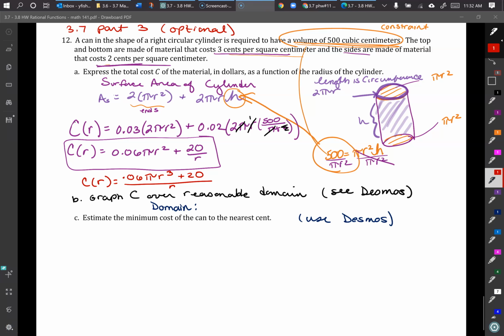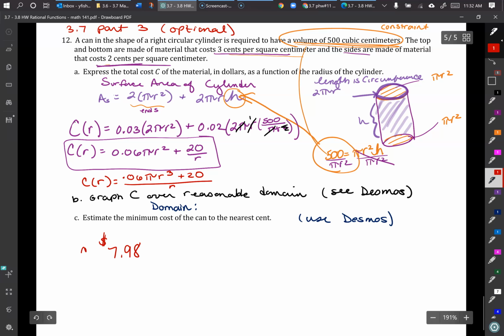So if we go back to here, I'm going to jot down the answer for that: our minimum cost was $7.98. So we're just estimating. The graph is in Desmos, and if we want to think about the domain, I wrote it there so I wouldn't forget. Let's go back and check on that.